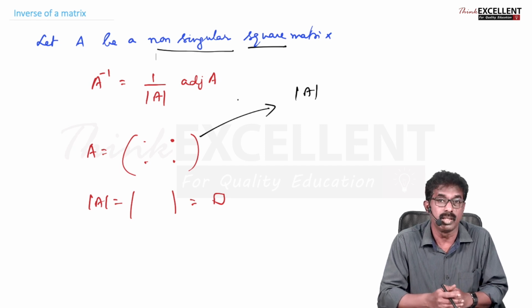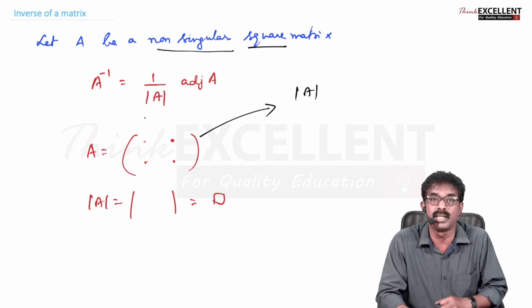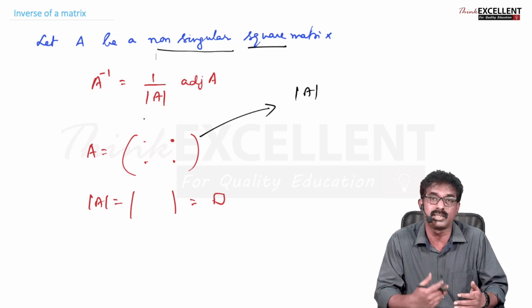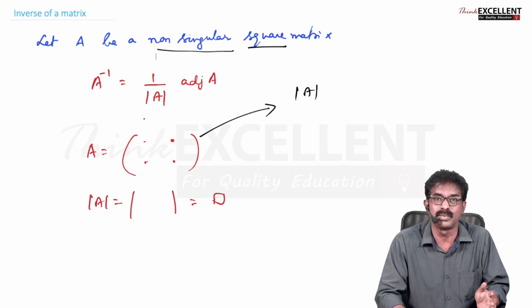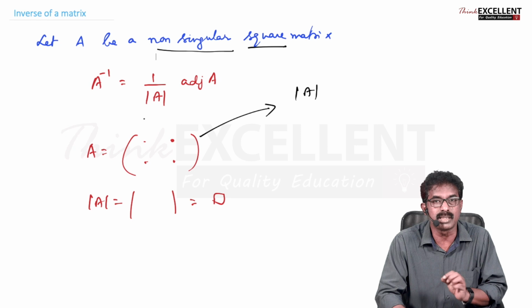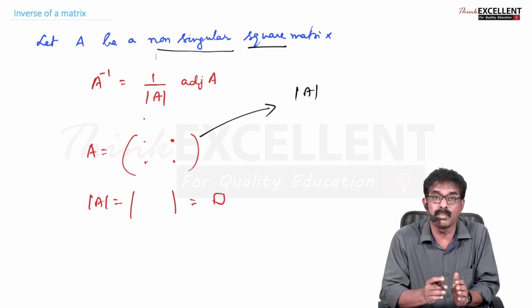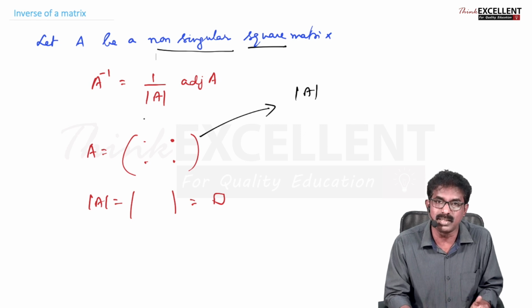Why, you know? If determinant A equals 0, what happens? See the formula, 1 by determinant A. If determinant A is 0, it is 1 by 0. Something by 0 is not defined, right? So inverse does not exist. So inverse exists only for non-singular square matrices. Okay, it must be a non-singular square matrix. So if determinant A equals 0, you say it is a singular matrix, so inverse does not exist.